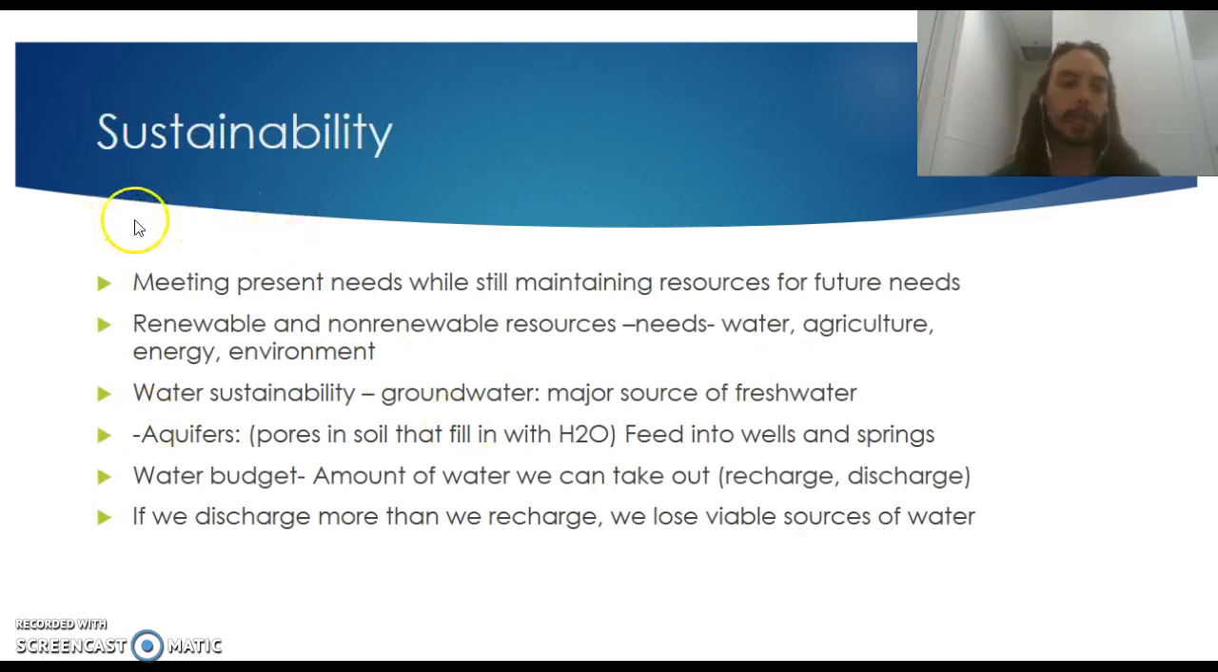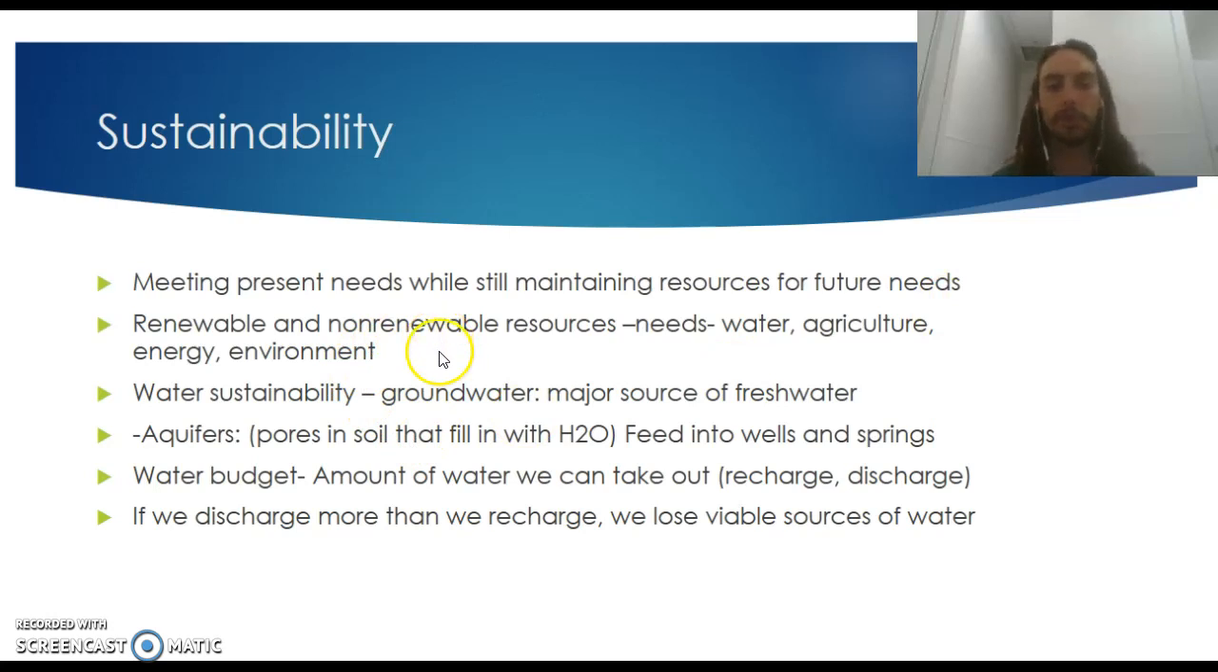All right, so let's get into sustainability. Sustainability is just the idea of meeting present needs while maintaining resources for future needs. So just the idea of not being short-sighted, and we have a really, really bad problem with that as humans. The whole time that we've been humans, we've had a really tough time with looking towards the future and trying to be sustainable for future generations. So we really need to start thinking about that and try to be more cognizant about it.